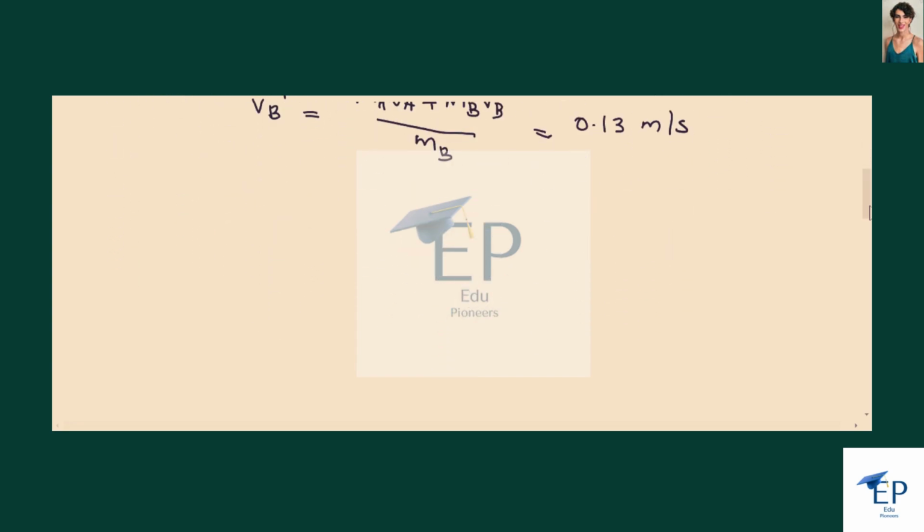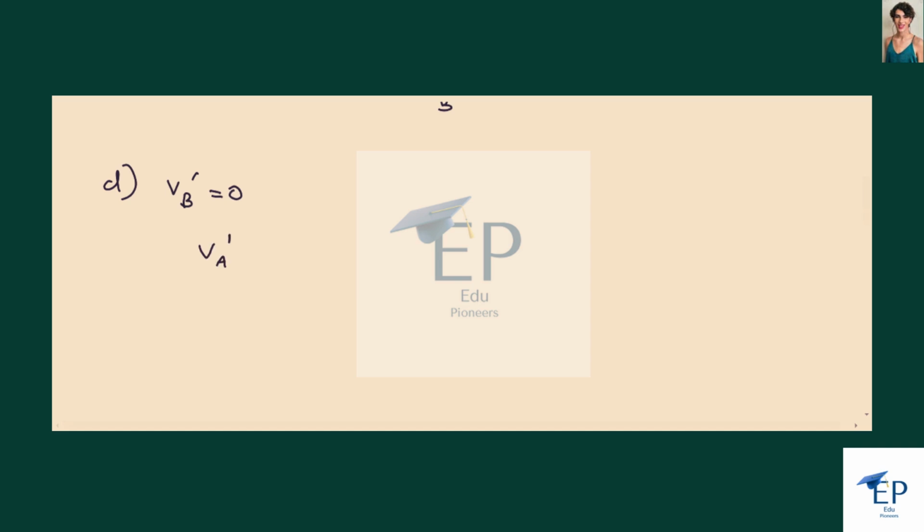And our next part is the particle B at rest. It is Vb prime equal to 0. Then we have to find the velocity of particle A after collision, which is equal to ma va plus mb vb divided by ma, which is equal to 0.17 meter per second.